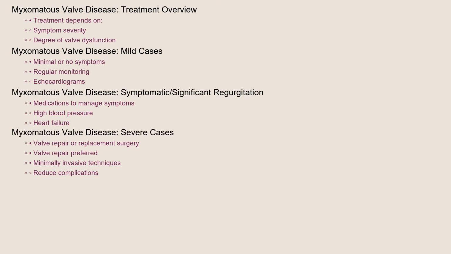The treatment and management of myxomatous valve disease depend on the severity of the symptoms and the degree of valve dysfunction. For mild cases with minimal or no symptoms, regular monitoring with echocardiograms may be all that's needed. When symptoms are present or the valve regurgitation is significant, medications can help manage symptoms like high blood pressure or heart failure. In severe cases, valve repair or replacement surgery may be necessary. Valve repair is generally preferred over replacement, but the best option depends on the specific condition of the valve. Surgical options include minimally invasive techniques to reduce the risk of complications.